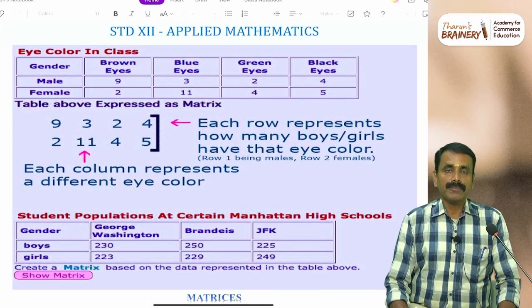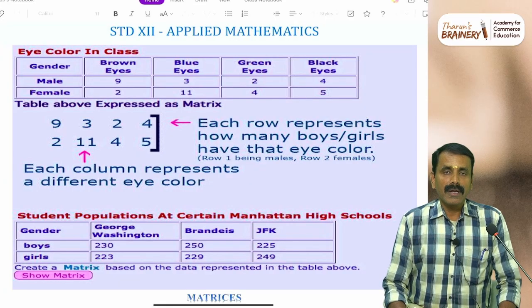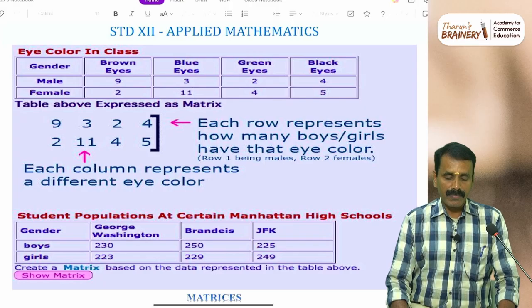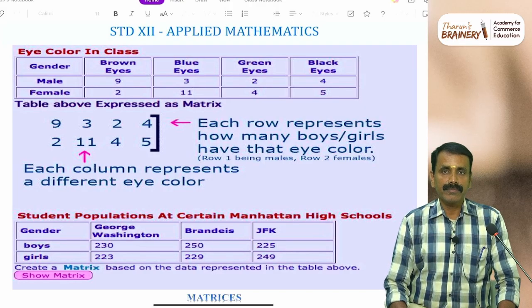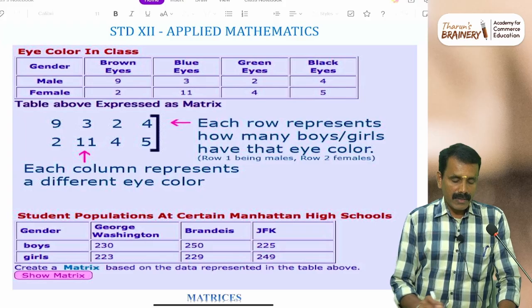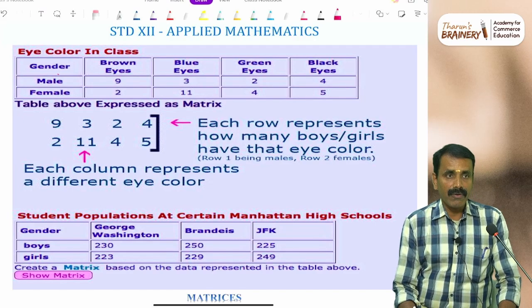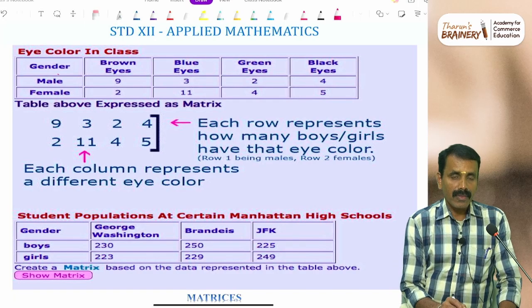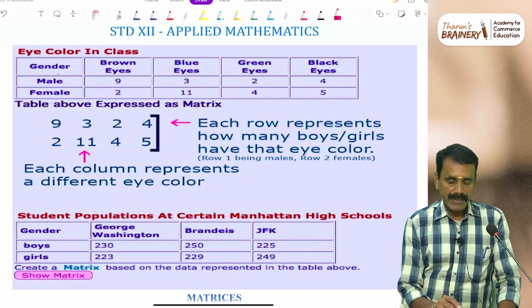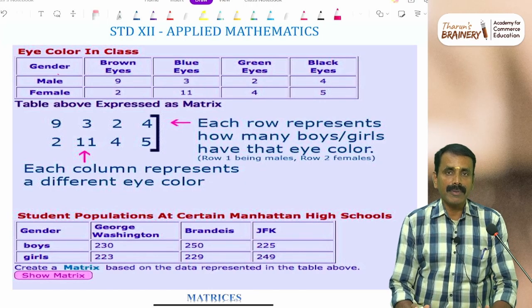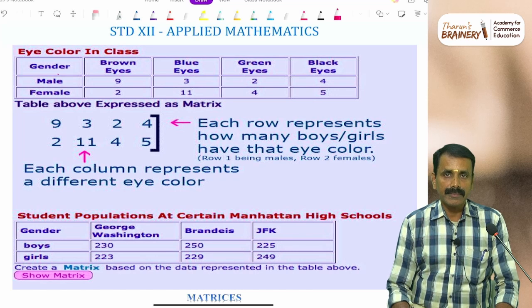What do you see in this picture? It is a compression of the data of a class of students which contains both boys and girls, and it gives the data about their color of the eyes. Here we are given data comprising boys and girls who have different colors of eyes. So, this gives a compact picture of the data.